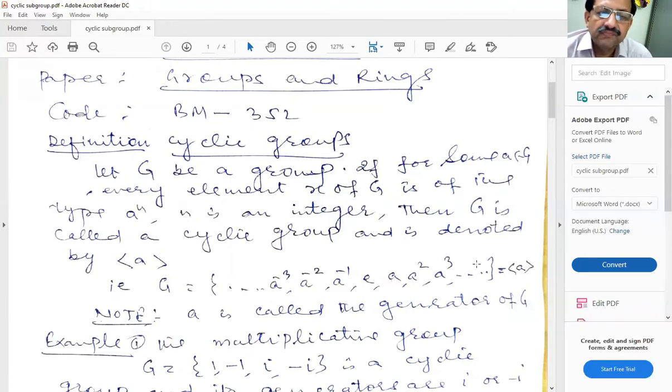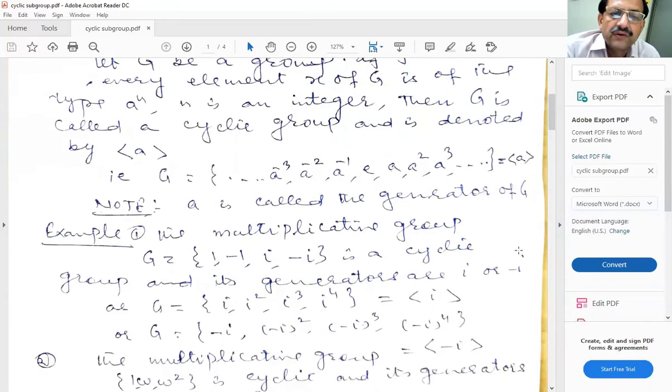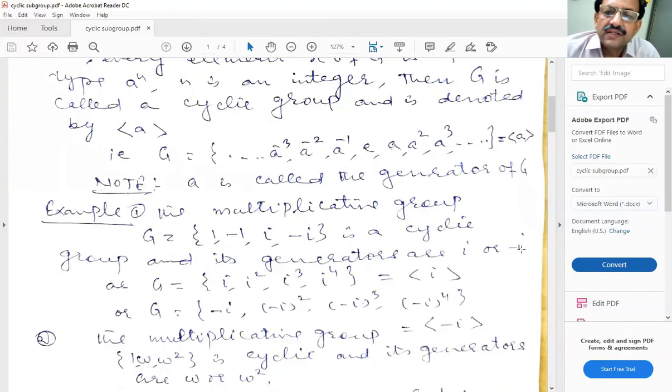देखिए, example भी दिया है. For example, G के अंदर a square, a cube and so on, on the left e the identity, a raised to power -1, a raised to power -2, a raised to power -3 and so on. So this is a cyclic group generated by a. Note: a is called the generator of G.